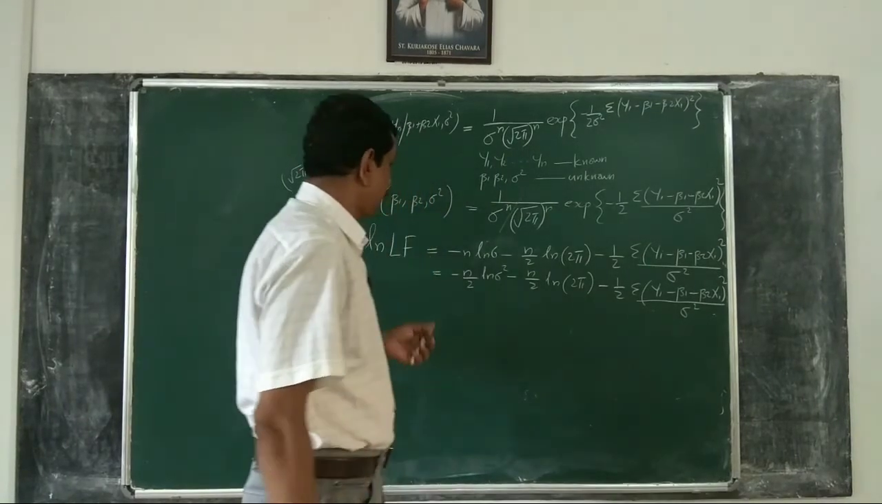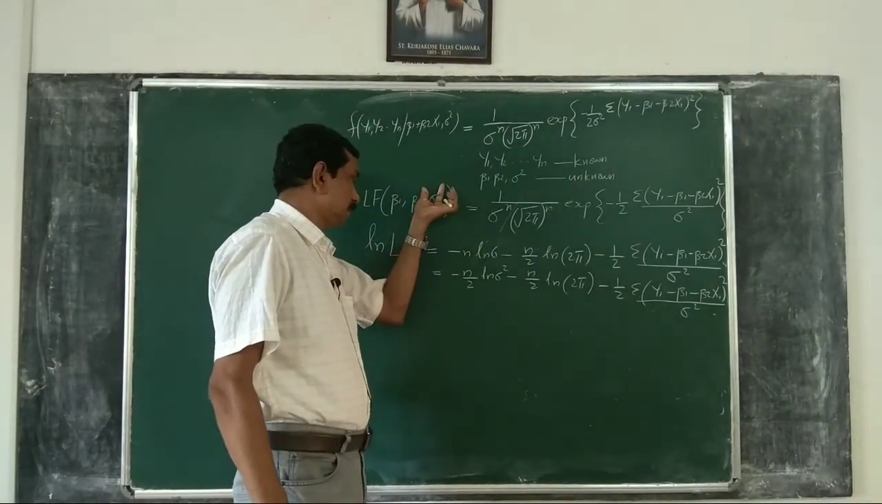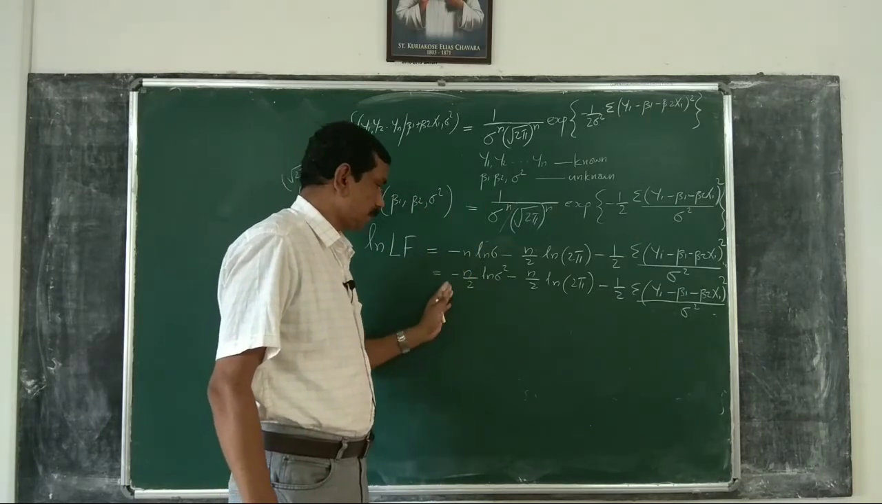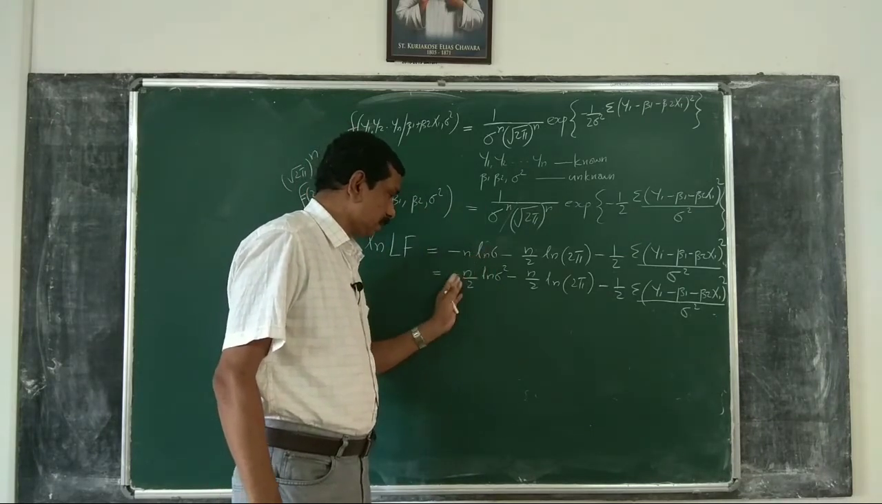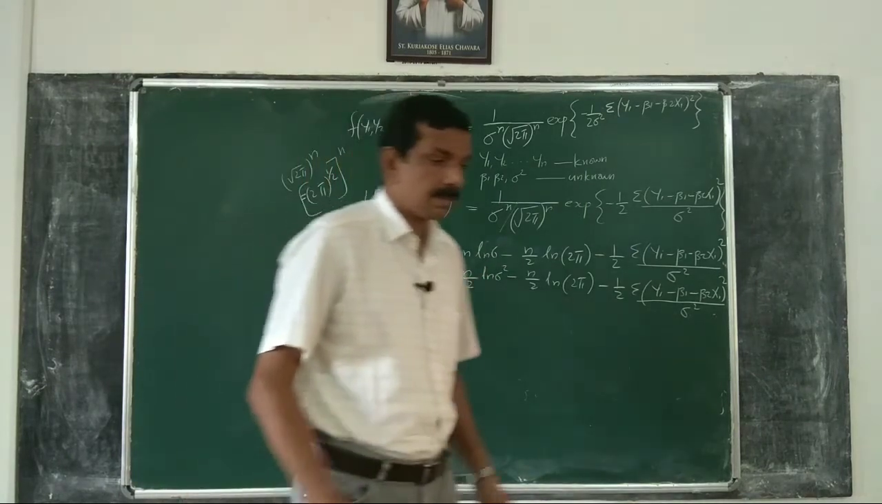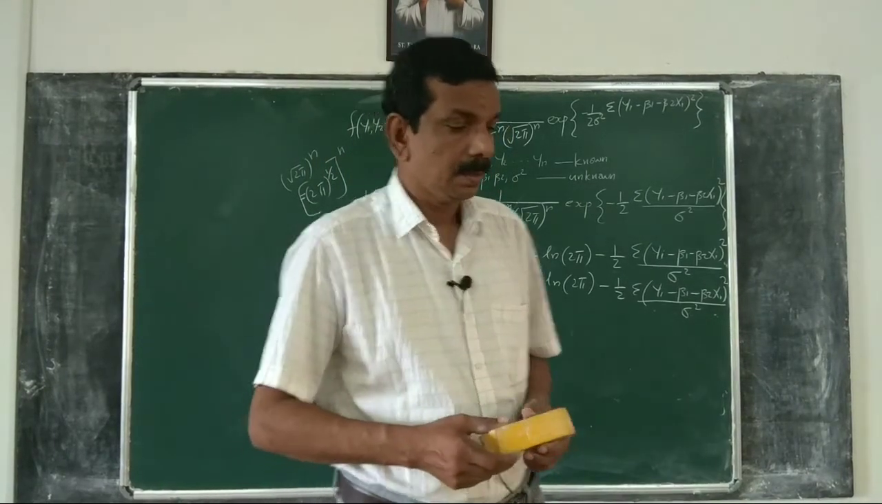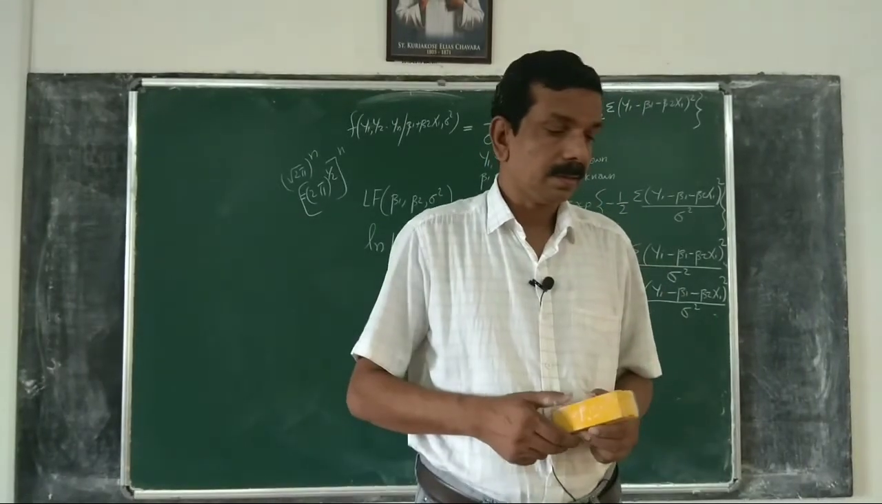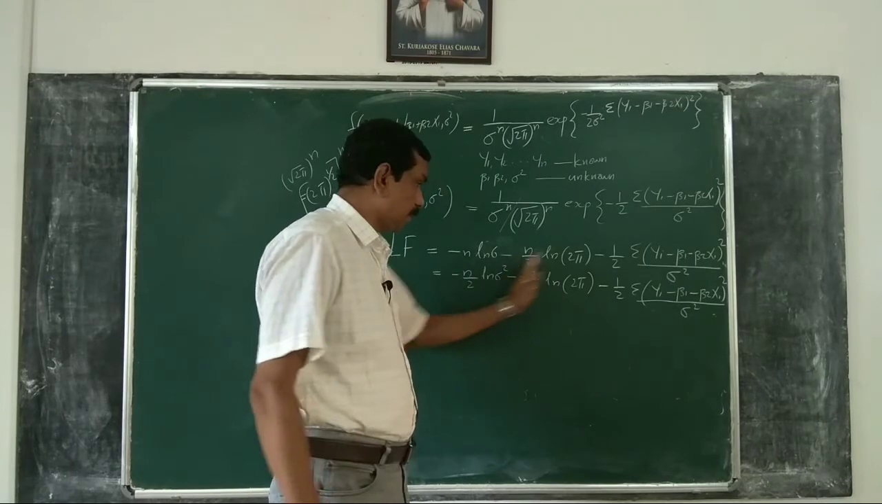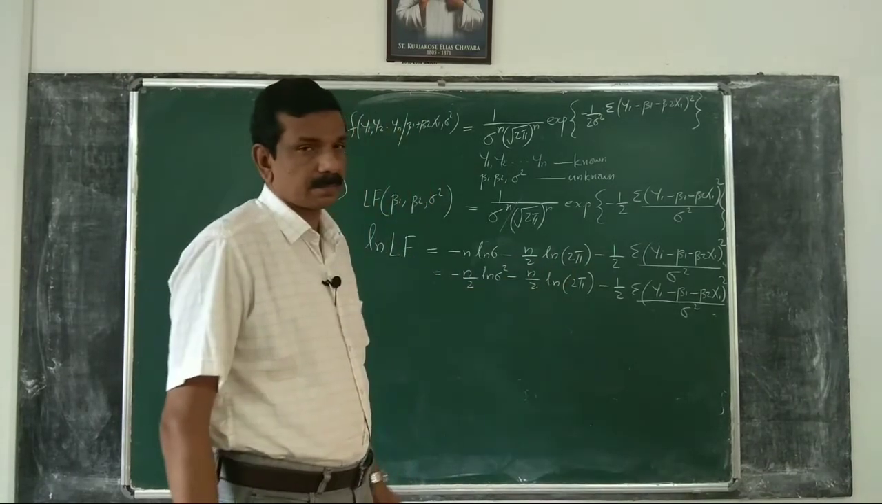Because we have to differentiate this with respect to sigma square, this term is rewritten in terms of sigma square, that is all. So minus n by 2 ln sigma square minus n by 2 ln 2 pi minus 1 by 2 sigma square into the sum. So this is the log of the likelihood function.